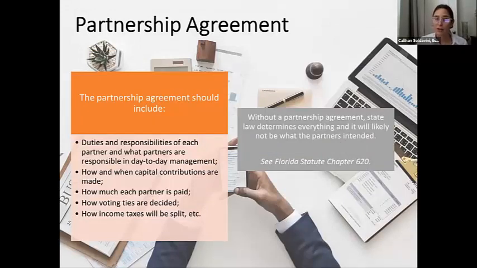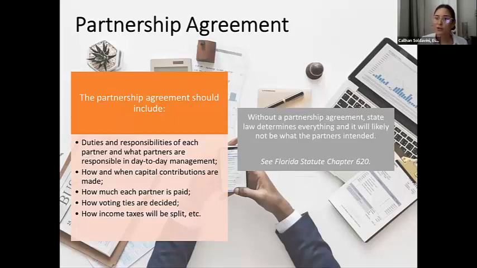So a few things that would be included specifically related to partnerships would be duties and responsibilities of each partner and what partners are responsible in day-to-day management. So if someone doesn't have the authority to enter into a contract on a partnership, that's definitely going to need to be something written in the partnership. How and when capital contributions are made. Was there a source of funds that a partner put up at the beginning? Are they expected to do that in another year? How much each partner is paid?